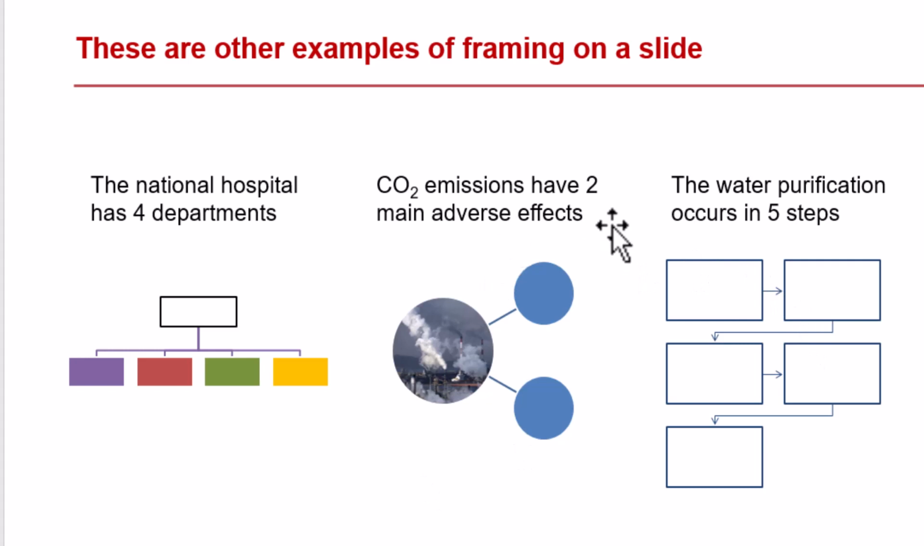CO2 emissions have 2 main adverse effects. The same, you can represent it in this format, that it shows that there is something here, which is the CO2 emissions, and then it has 2 main effects. Or the water purification occurs in 5 steps. So if this is the action title, you look at the graph, all these different levels of information are supporting the one argument on your slide.